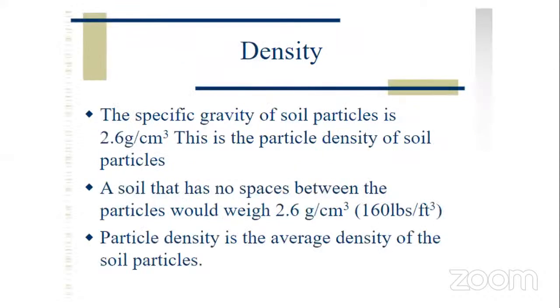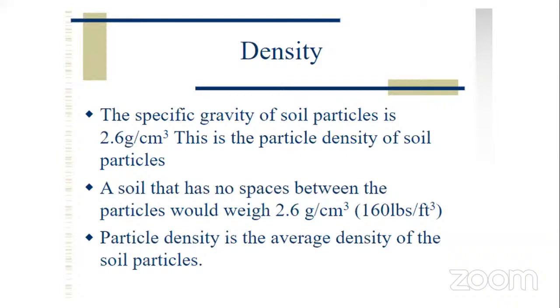Density: the specific gravity of a soil particle is 2.6 gram per centimeter cube. This is also called the particle density of soil. Soil has two types of density. One is absolute density, which is particle density, and another is bulk density. In particle density, only the mass and volume of soil particles are considered, whereas in bulk density, the mass and volume of soil, air, and particles are all considered. So bulk density is always less than particle density. It ranges from 1.2 to 1.8.